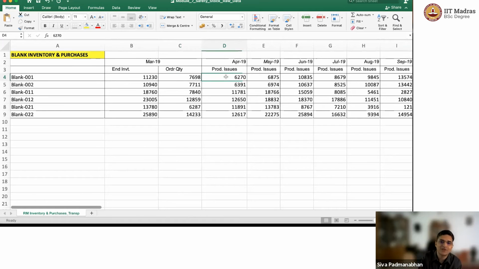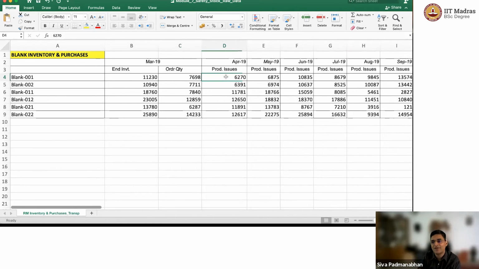So that means if I place an order for 7,698 units in March, I will get it in April. So the following month, I will be getting the product delivered from my supplier into my factory. Now, this sheet shows you the amount of production and the amount of blanks that I need to issue every single month for the 24 months.